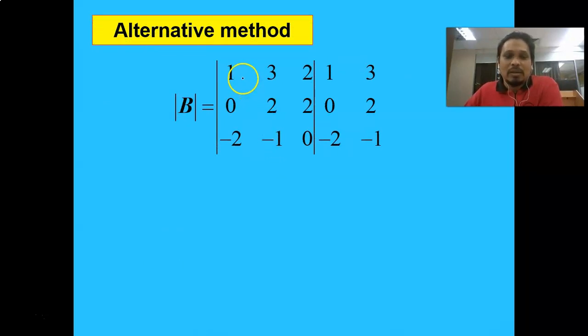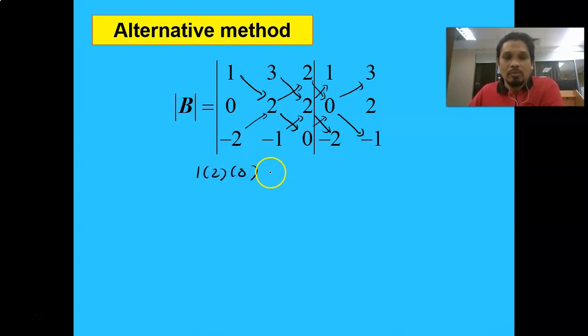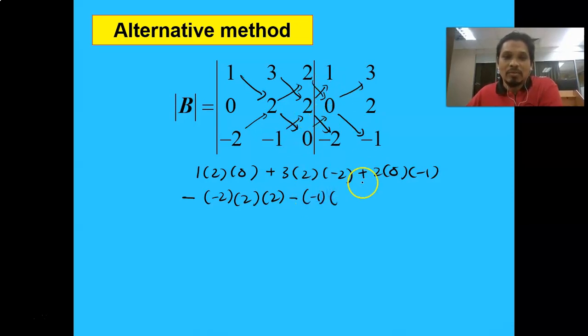Then the alternative method, I think we still remember this: multiply this and this, here and also here, minus this one here. So 1 times 2 times 0, plus 3 times 2 times negative 2, plus 2 times 0 times negative 1. And minus every single product along the arrows from bottom to top: negative 2 times 2 times 2, minus negative 1 times 2 times 1, and minus 0 times 0 times 3.